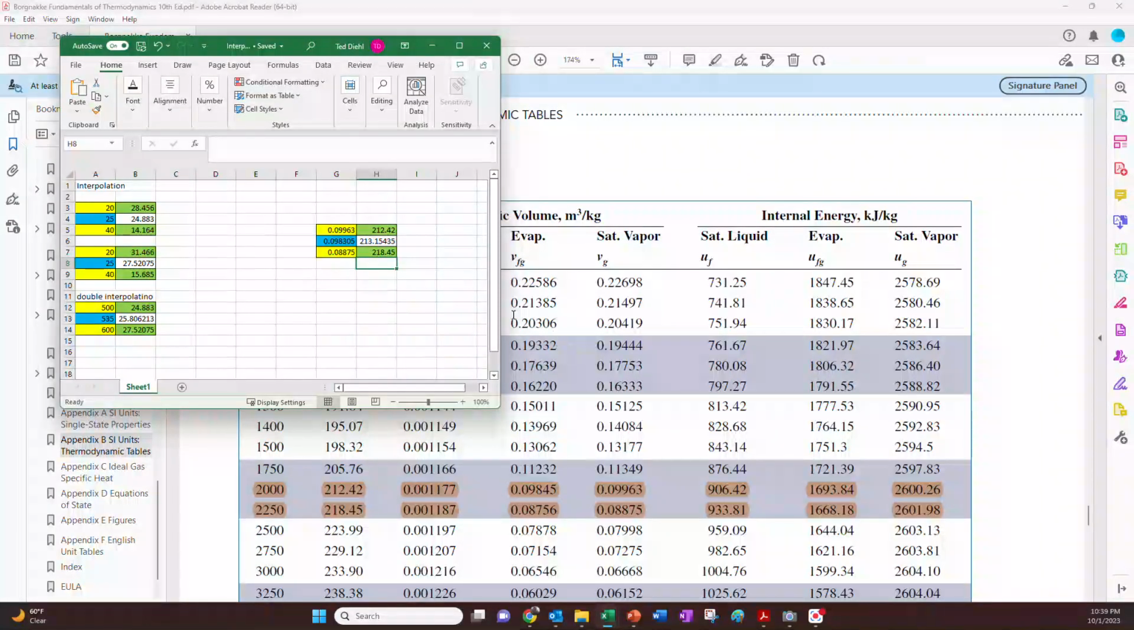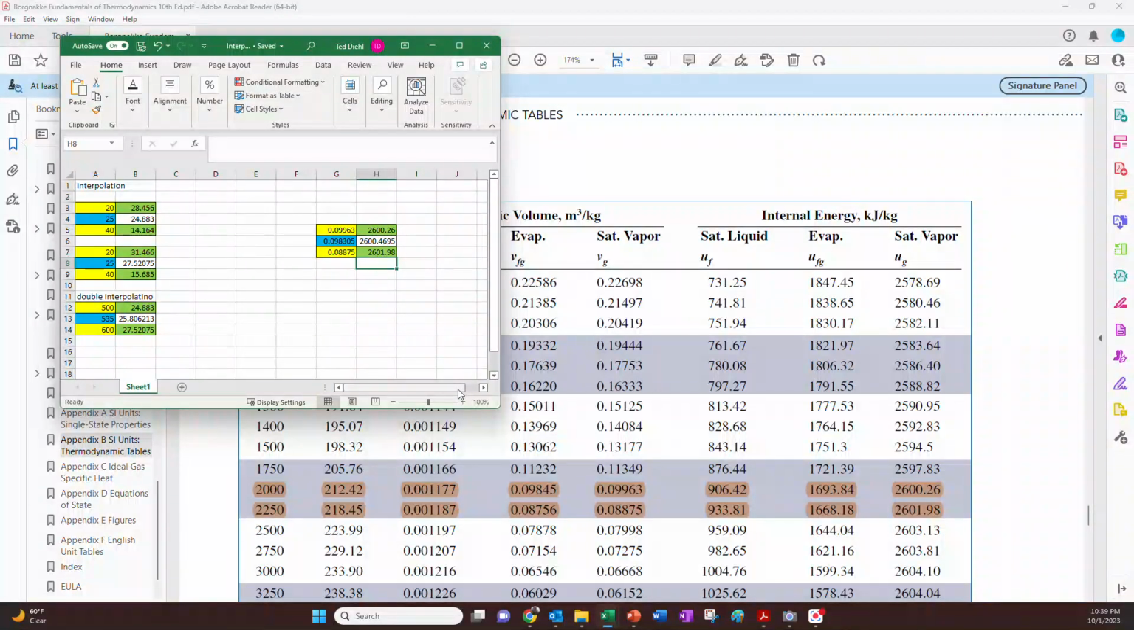And then we could do, once again, the same thing over here. We can go 2600.26, and then 2601.98, boom. So we had 2,600. I mean, we really didn't get a whole lot of difference right there. U is equal to 2,600.47. That's plenty of sig figs, kilojoules per kilogram.